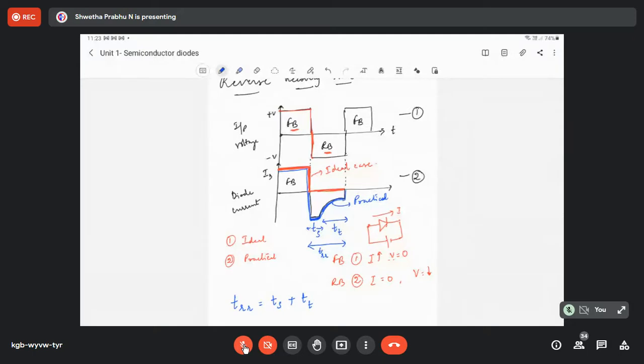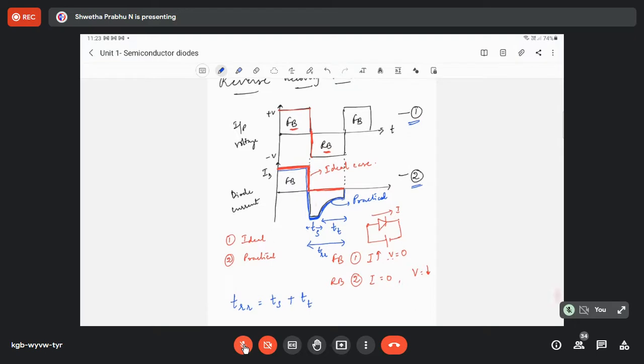There are two graphs. The first graph represents the input voltage. In the second graph, you have two cases: one is the ideal case, the other one is the practical case. Under the ideal case, as you increase the forward bias voltage, current increases, so it follows graph 1.